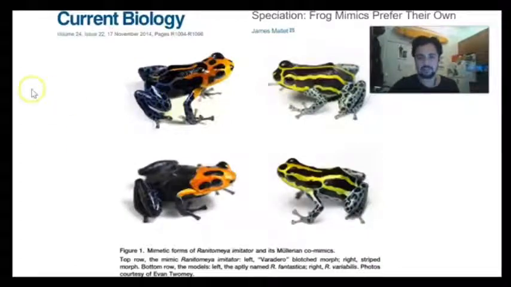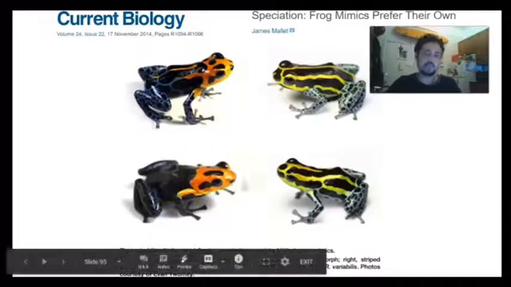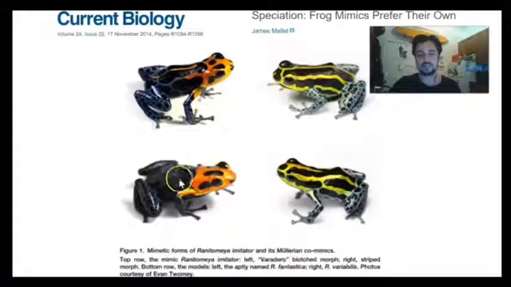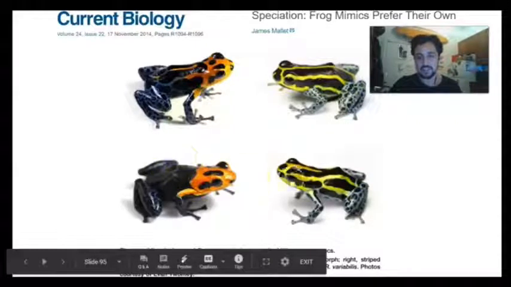Here you have Ranitomeya imitator on the top left and the top right. They look very different, but they're the same species. And on the bottom, you have two different species, Ranitomeya fantastica and Ranitomeya variabilis. These individuals on the bottom are very toxic, and the local animals know that these colors are warning colorations. They're aposematic colorations that indicate that these individuals are dangerous, not something you want to put in your mouth.